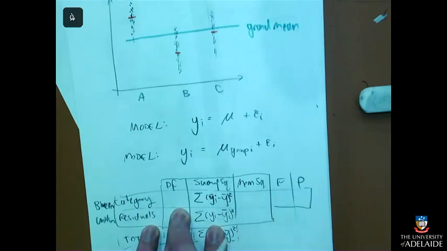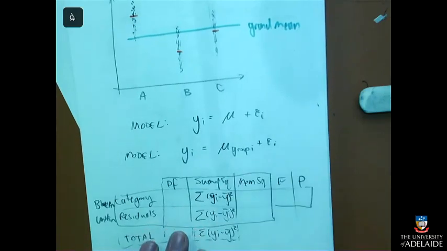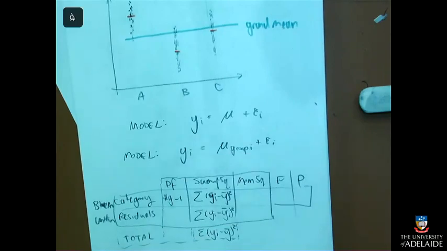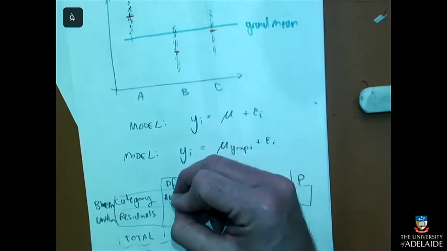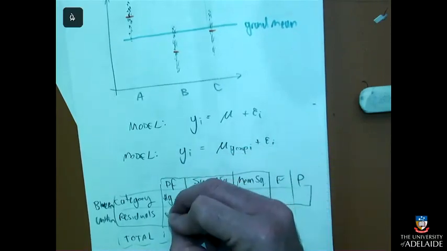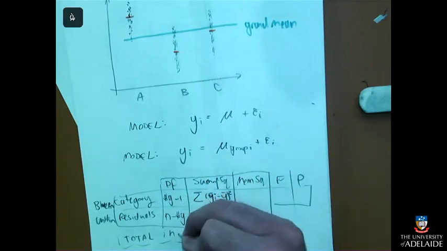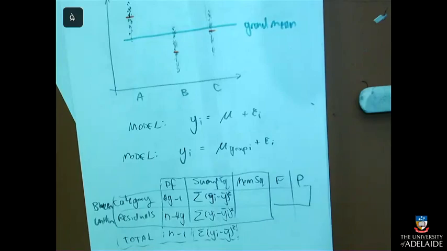And so I would have 2 degrees of freedom here. Like this is the number of groups minus 1. And this is the number of individuals minus the number of groups. And this is the number of individuals minus 1. Then to get the mean square, you go this divided by that.